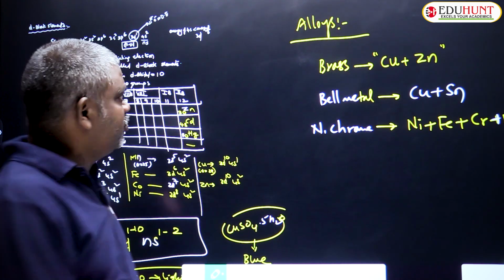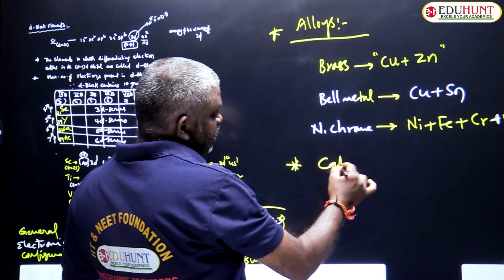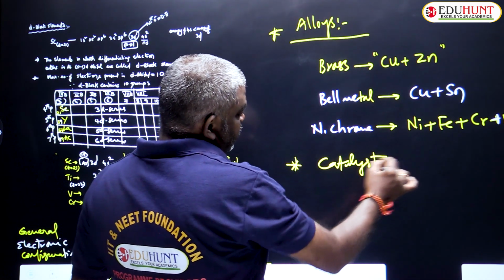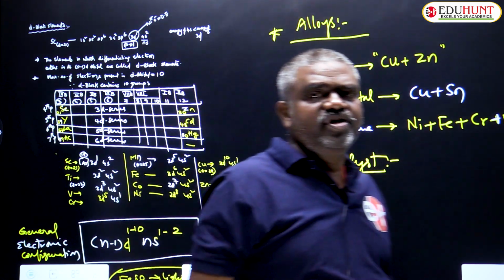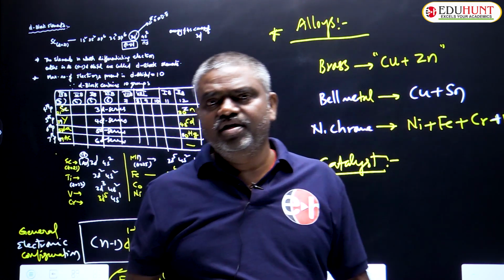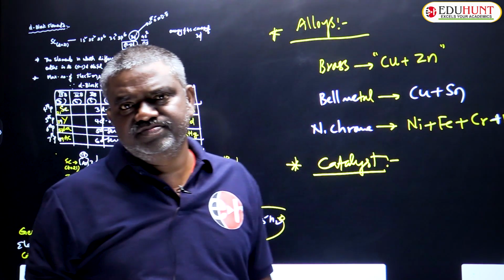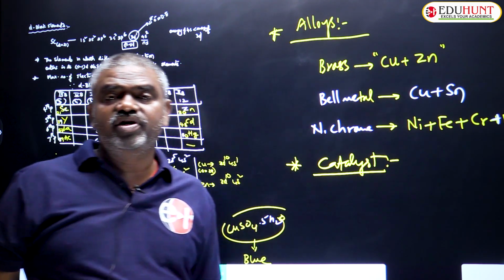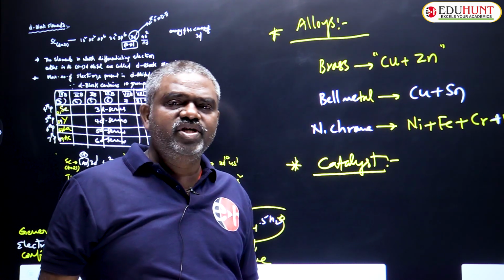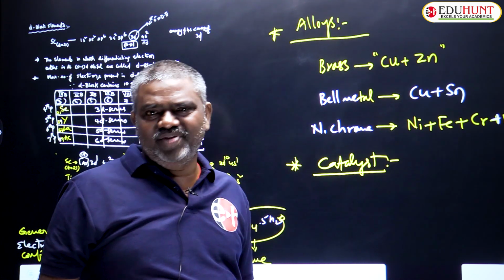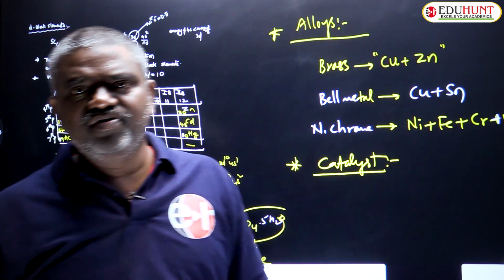Another important point: D block elements act as catalysts. What are catalysts? Catalysts increase the rate of reaction, that means they speed up the reaction. For example, without a catalyst the reaction is completed in 1 hour. In the presence of a catalyst the reaction is completed in 10 minutes. So the rate of reaction is very high in the case of a catalyst.